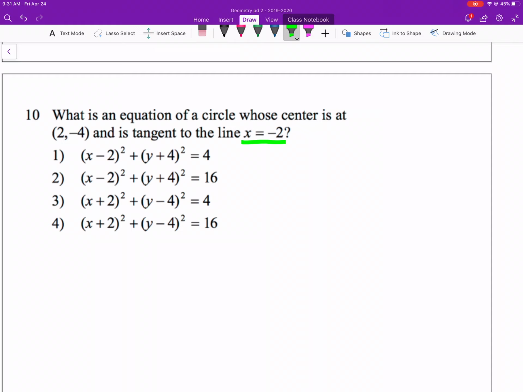Alright. So I also want you to think about 2 answer choices you could eliminate. Alright, if the center is, they said the center is (2, -4). So that means in your equation those signs have to change. In choices 3 and 4, they didn't change the signs when transferring it over to the equation. Alright, so let's see between choices 1 and 2, which one has that center of (2, -4), and is tangent to that line, x equals -2.